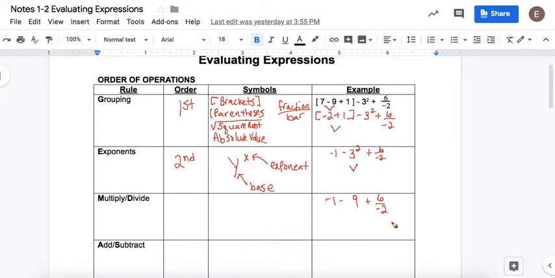Now I've taken care of all the exponents, so now that brings us to our third step, which is multiply or divide. And remember, this is from left to right. So that means multiplication doesn't always come first. That means if you see multiplication first from left to right, you do multiplication first. If you see division first from left to right, do division first.